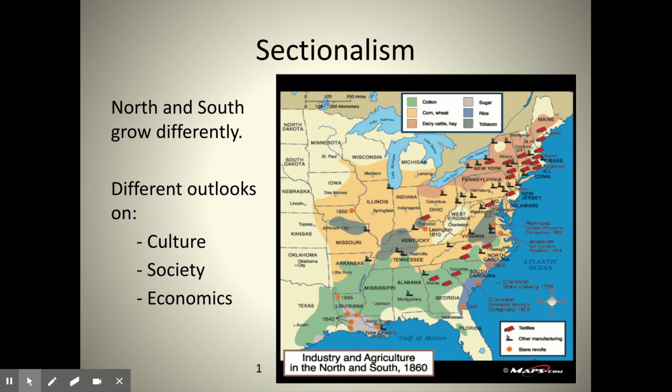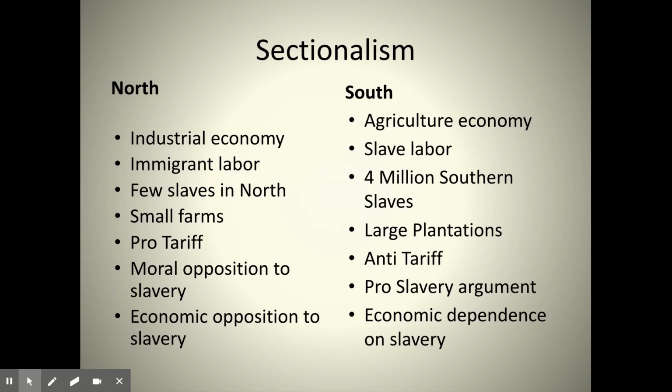So you can tell just all over the nation, things look different culturally as far as society is concerned, and with their economics obviously ties into these different industries that were prominent in their region. With this growing sectionalism, let's just kind of go through this. And we have talked about this before.